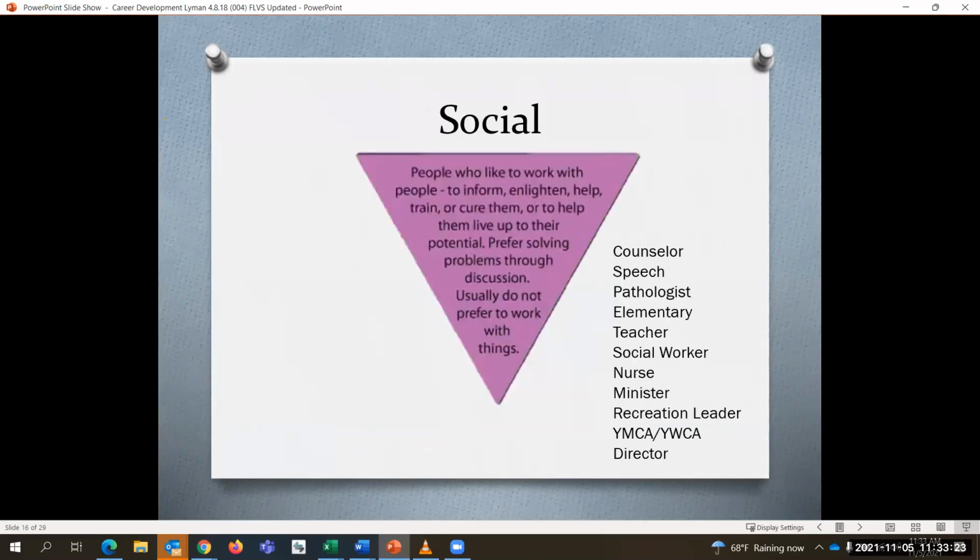And then social: people who like to work with people to inform, enlighten, help, train, or cure them, or to help them live up to their potential, prefer solving problems through discussion, and usually do not prefer to work with things. So this is kind of the opposite side of that realistic one. This is more social. And you can see by this list, you're very involved in working with people: counselors at the top of the list, teachers, social workers, nurses, minister, recreation leaders, different things like that. So does this sound like anybody?